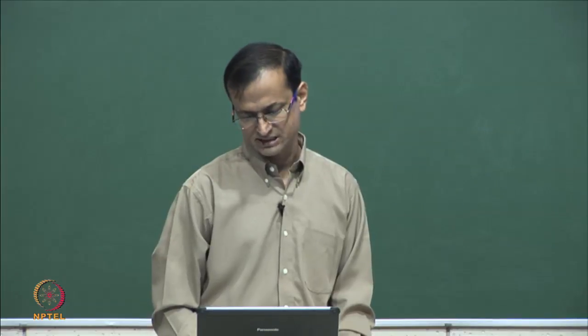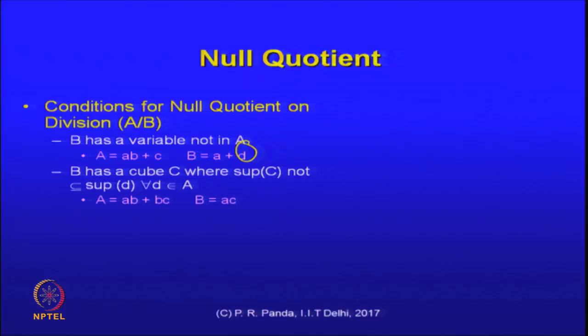You could actually enumerate many such rules. Not just if it does not have a variable, but if it has a cube, just generalizing this, whose support set is not a subset of any of the cubes of A, then also that division cannot possibly go through, right.